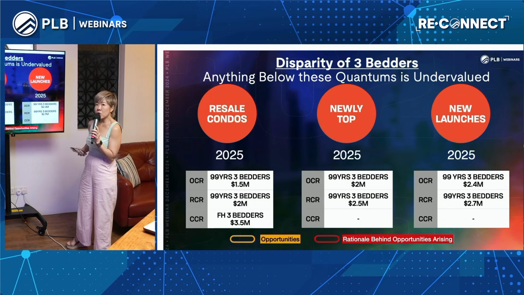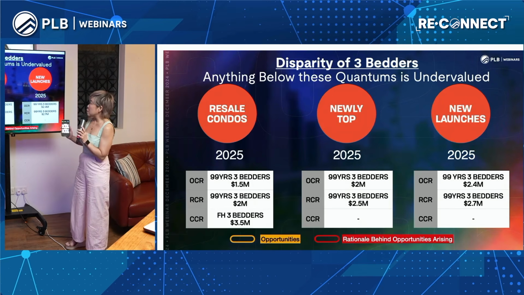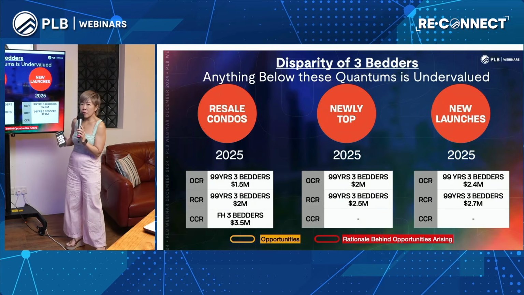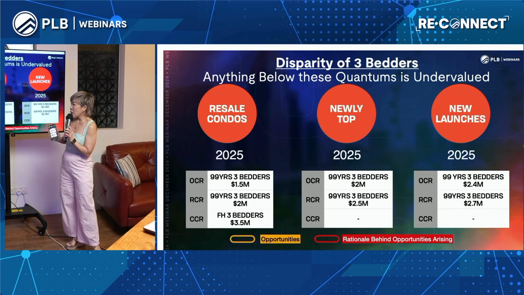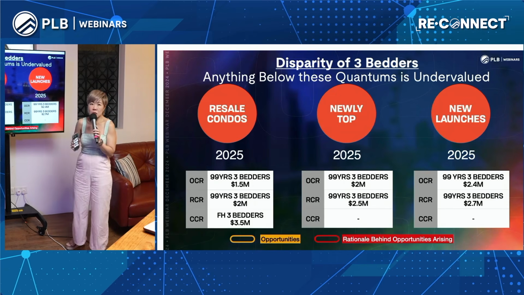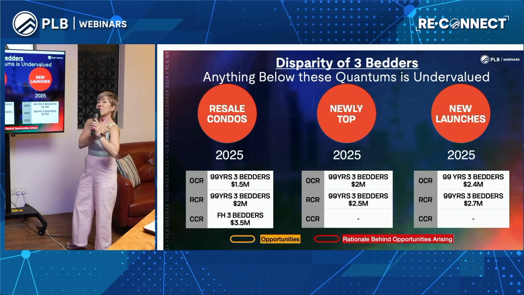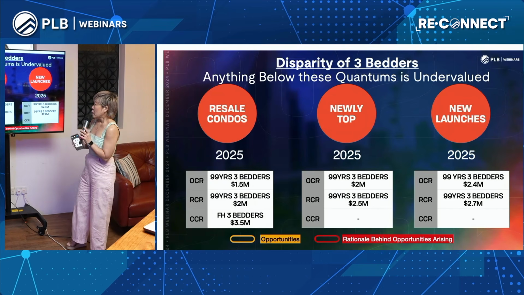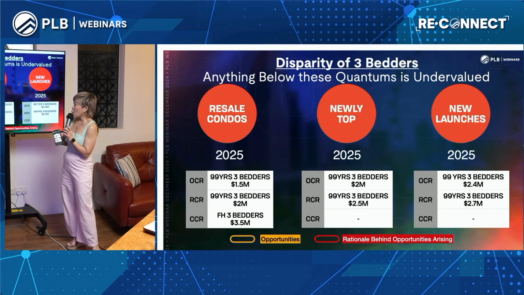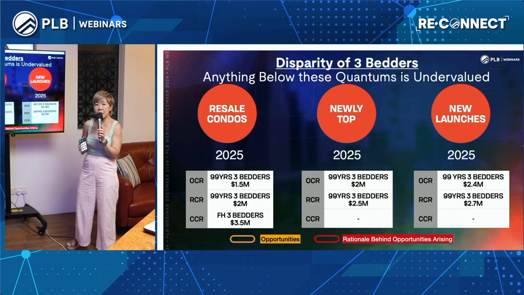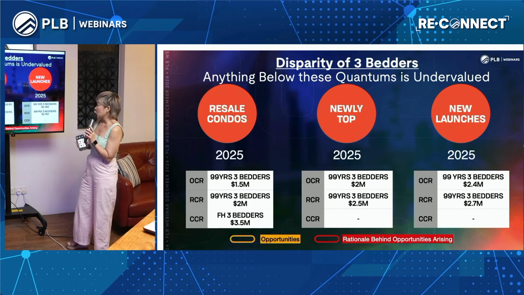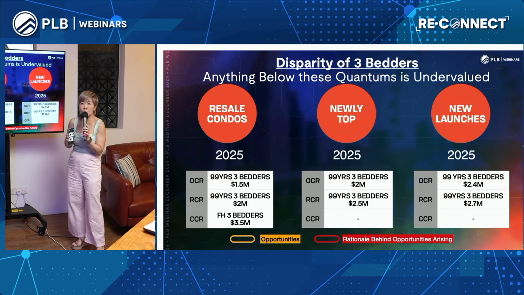And finally, for three-bedders, if you can find properties in the resale market, in OCR 99 years 3-bedder 1.5 mil, RCR 99 years 2 mil, and freehold CCR 3-bedder under 3.5 mil, there is an opportunity there. And for newly TOP, OCR 99 years 3-bedder under 2 million, RCR 3-bedder under 2.5, those you can also do some research on.